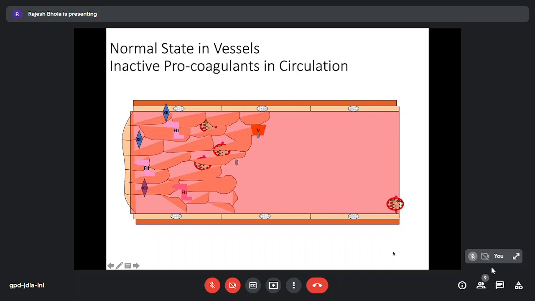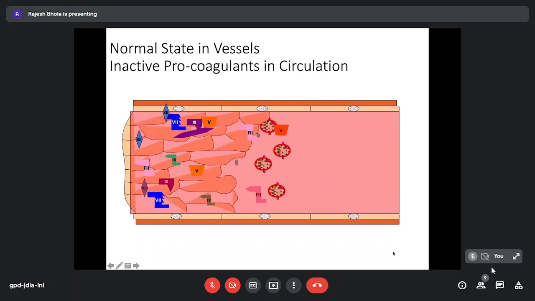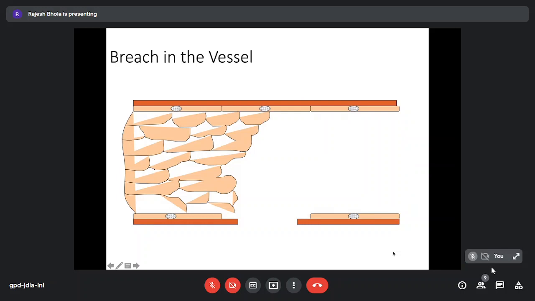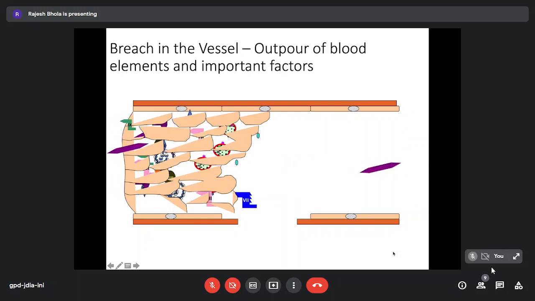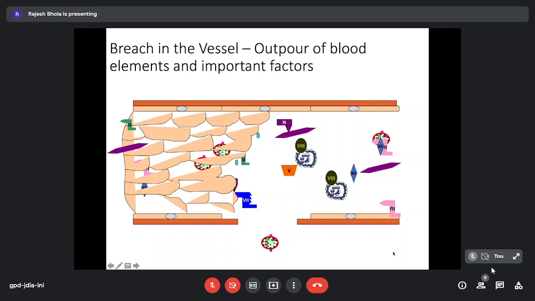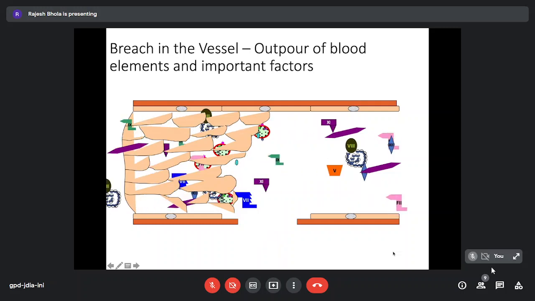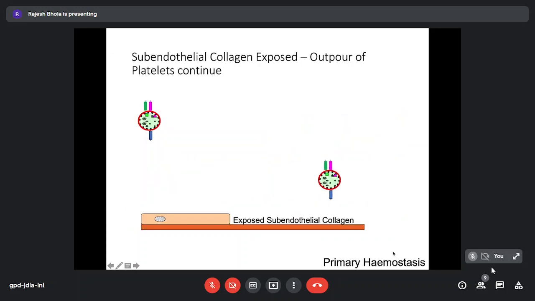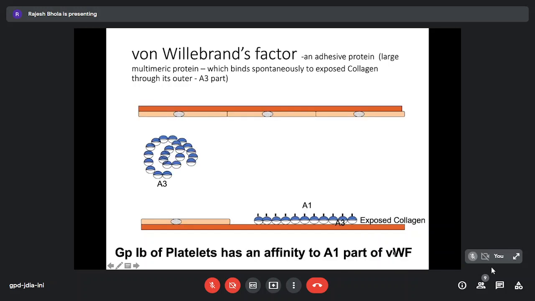In a normal state, there are inactive procoagulants in the circulation and the platelets are there. So whenever there is a breach in the blood vessels, these inactive procoagulants now outpour with the blood elements and important factors at the site of the breach in the blood vessel. So due to this breach, the subendothelial collagen is exposed. And as I have told, the coagulation factors and platelets are outpouring, so they are coming in contact with this exposed subendothelial collagen. So that's where primary hemostasis starts.